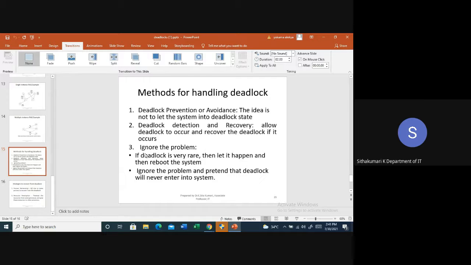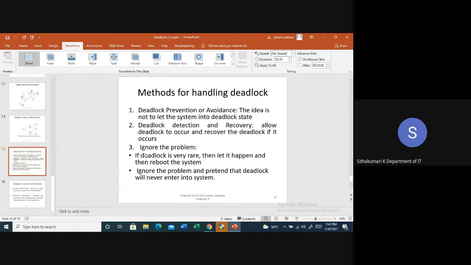So these are the different methods for handling deadlocks: deadlock prevention or avoidance. In both cases, we should make sure that deadlock will never enter into the system. In deadlock prevention, we look at the four necessary conditions and how to violate them. Using some protocol or the other, we need to prevent the deadlock.